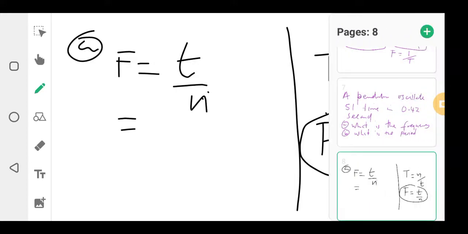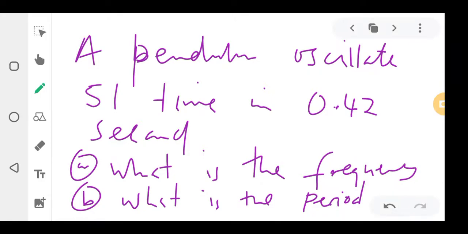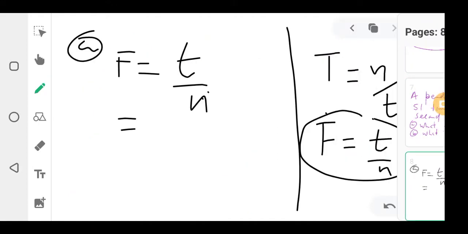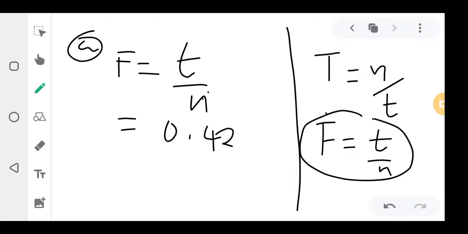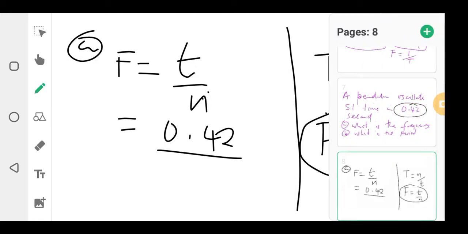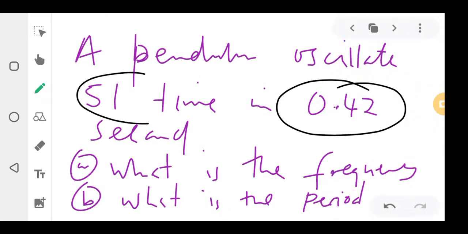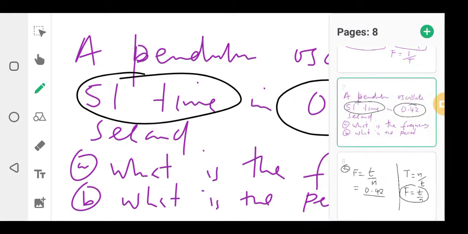So t, it means time. What time was given here? 0.42 seconds. Okay. So 0.42 seconds, the time is in seconds. If they give you minutes, you convert it to seconds. I think I've explained that. SI unit for time is seconds. And then the number of oscillations, how many? 51 times. Oscillates 51 times. So it's 51 times, guys. So 51.